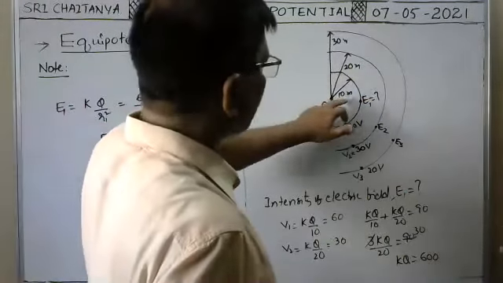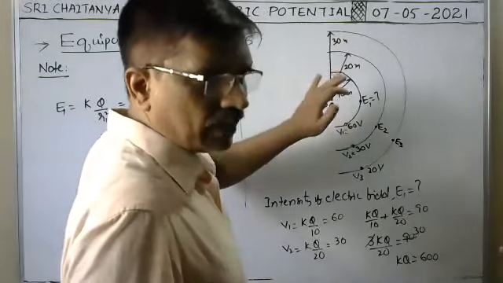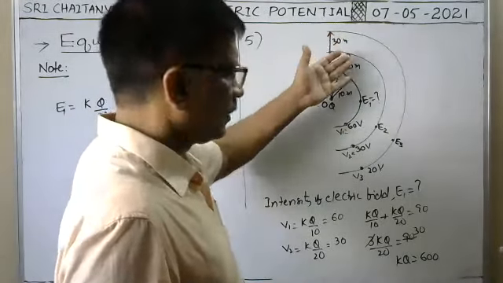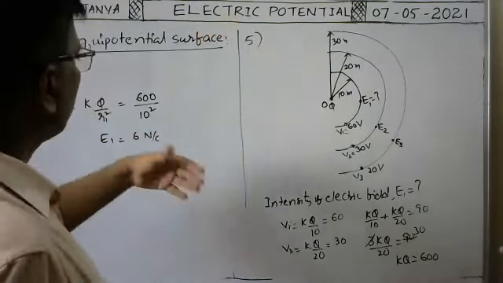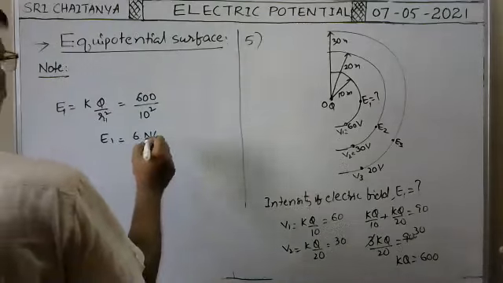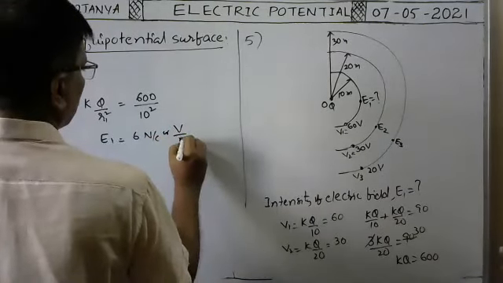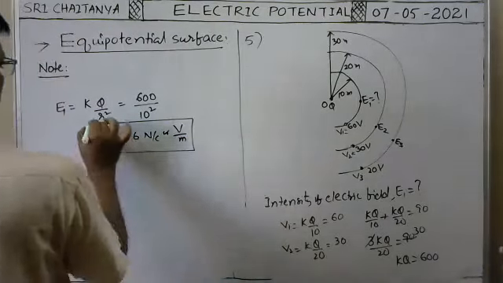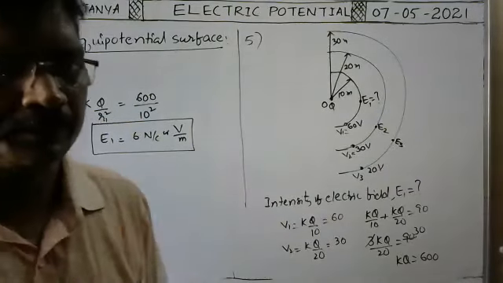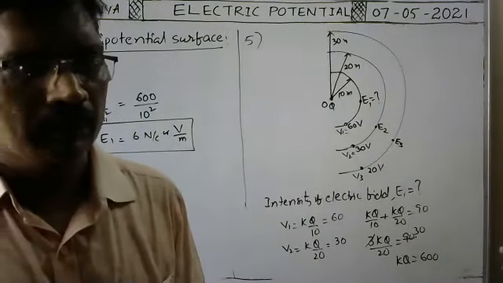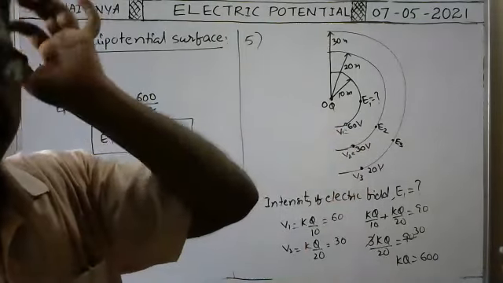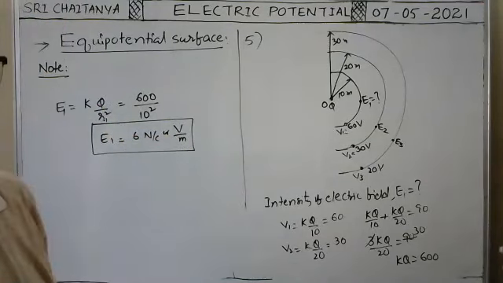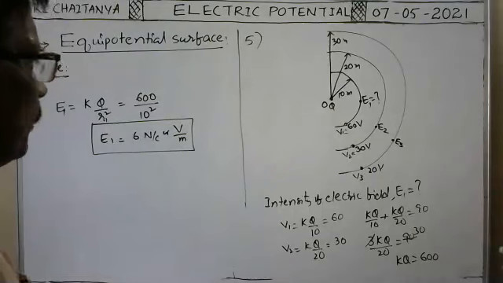Suppose if you are given, actually in the problem, these are given in centimeters. Then you get 600 Newton per coulomb. But I have taken in SI only. That's why I got 6 Newton per coulomb or volt per meter. This is the answer. In this way, you have to do. In this way you can find E2, E3. E2 is equal to 3 by 2.